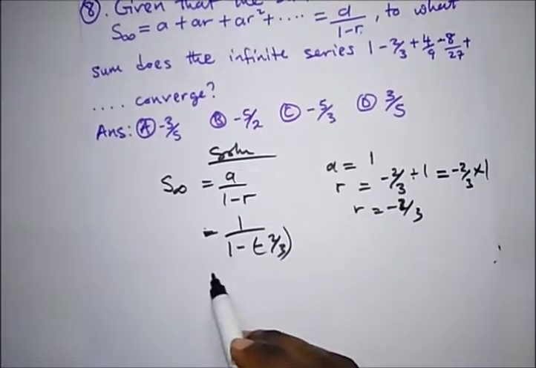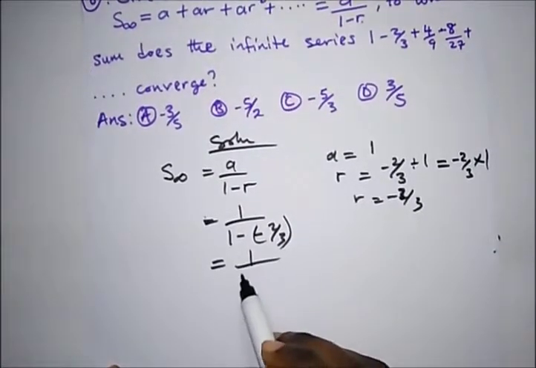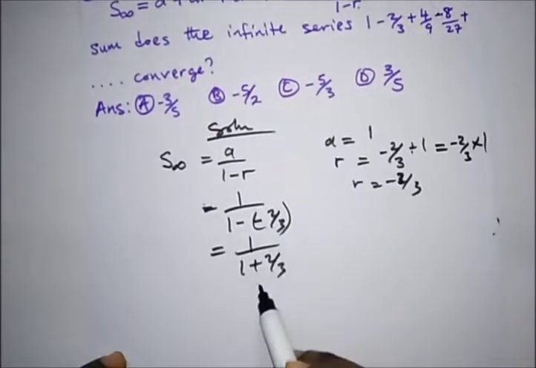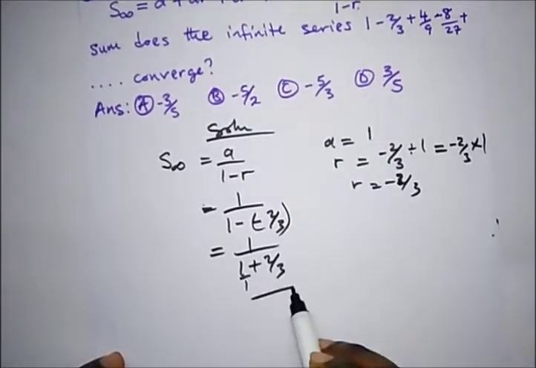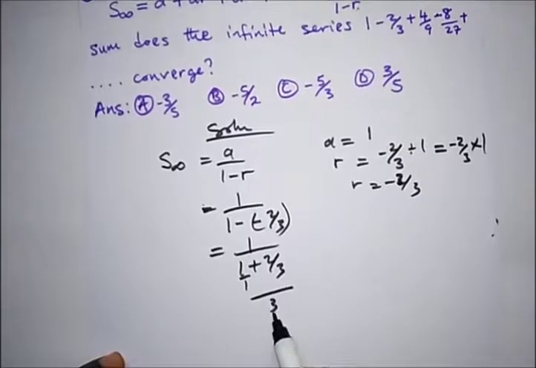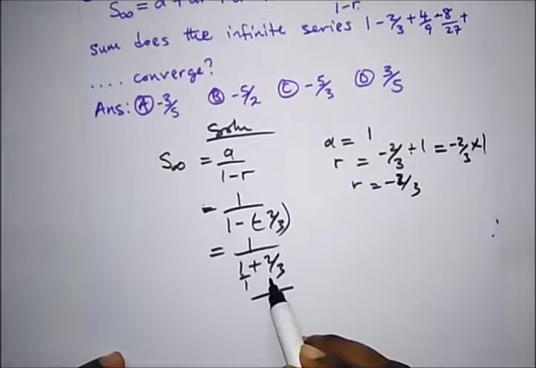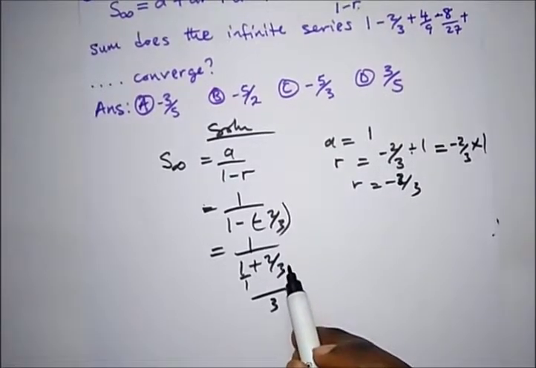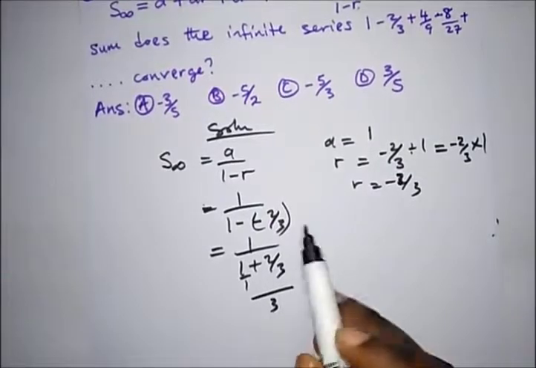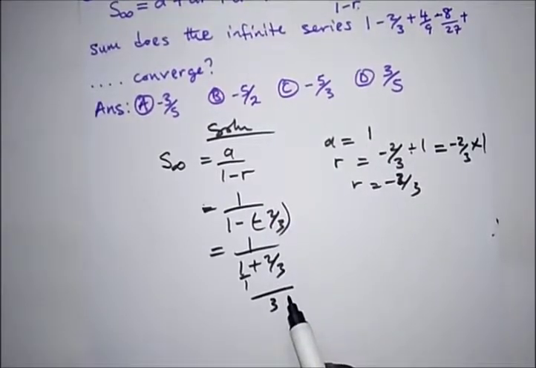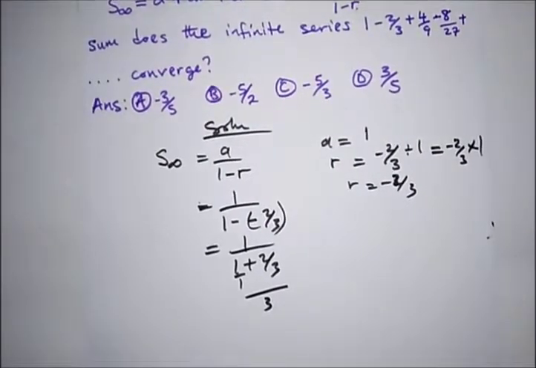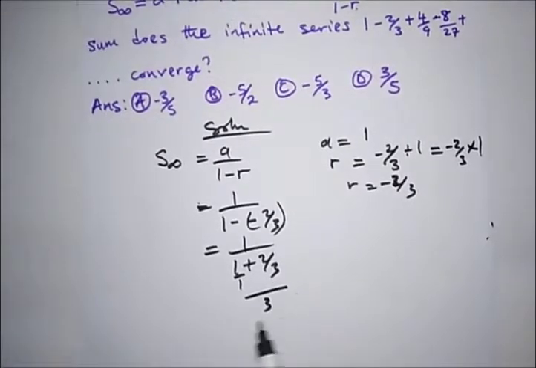So what do we have here? We have 1 over 1 plus 2 over 3. So what's the LCM? I've done a video on the maths trick involving fractions. I've just used the maths trick here, but I have to explain it well because I have a various audience. So you can also watch that video on the maths trick on how to solve fractions within 3 seconds.